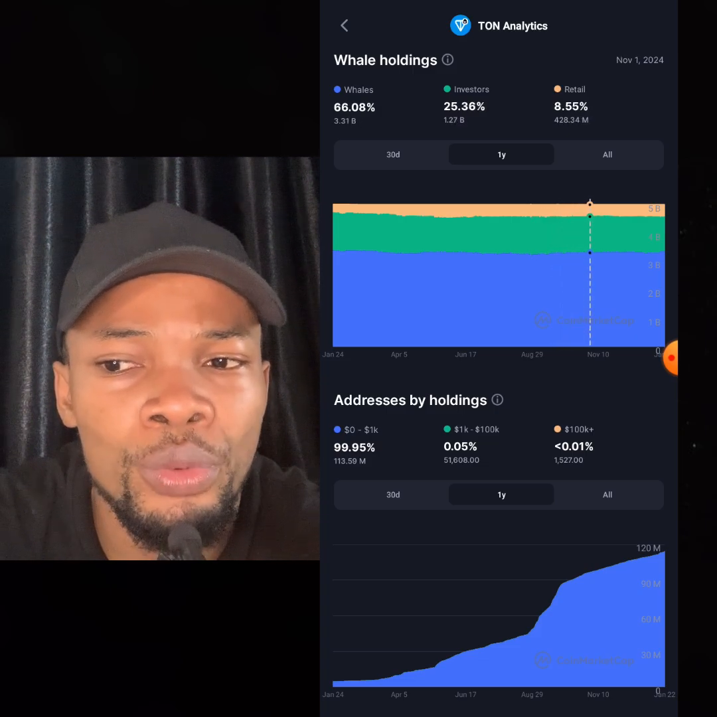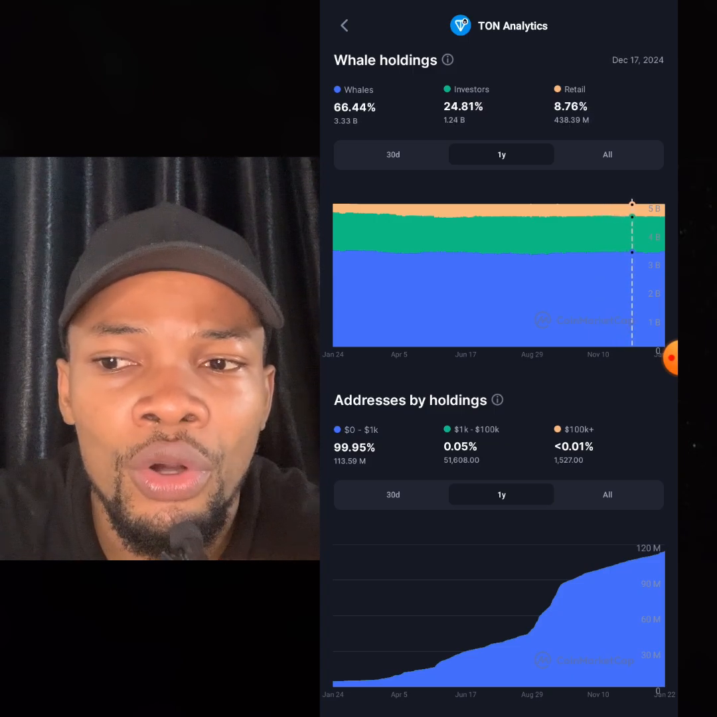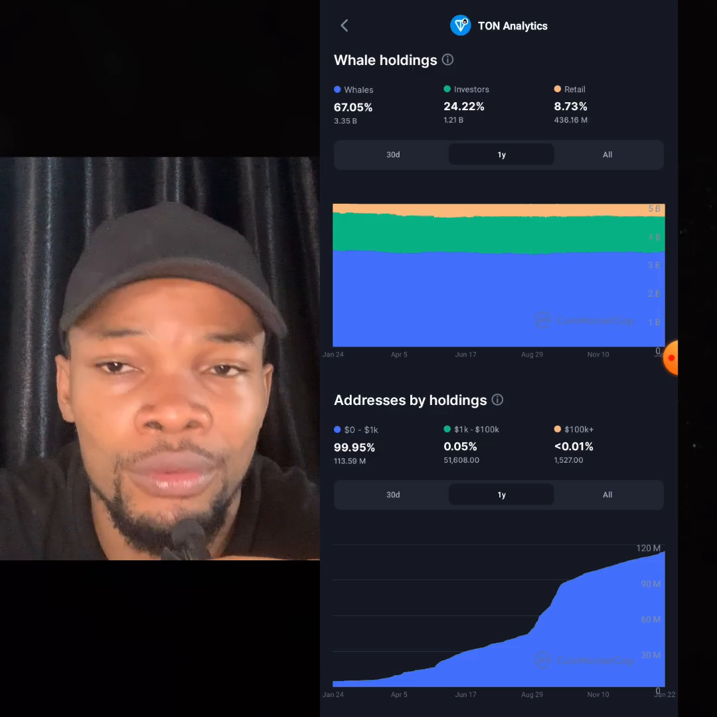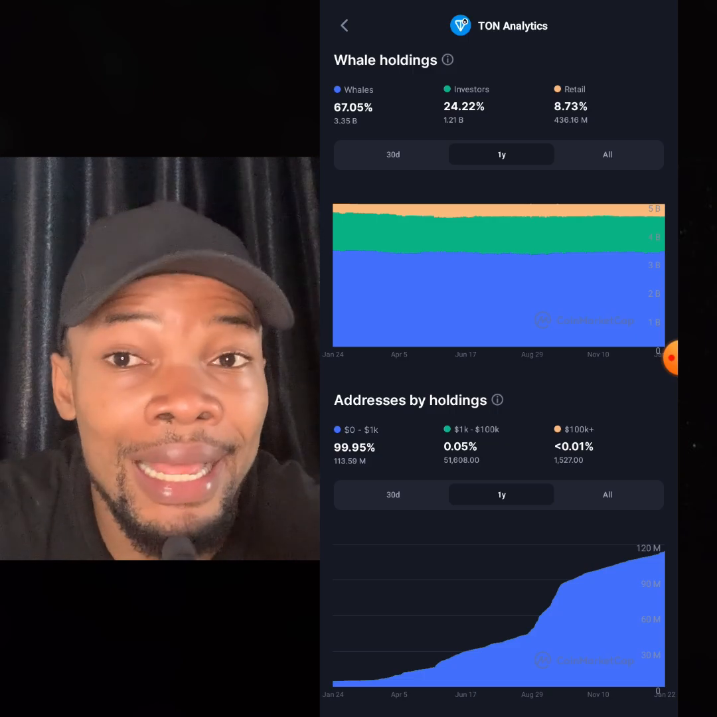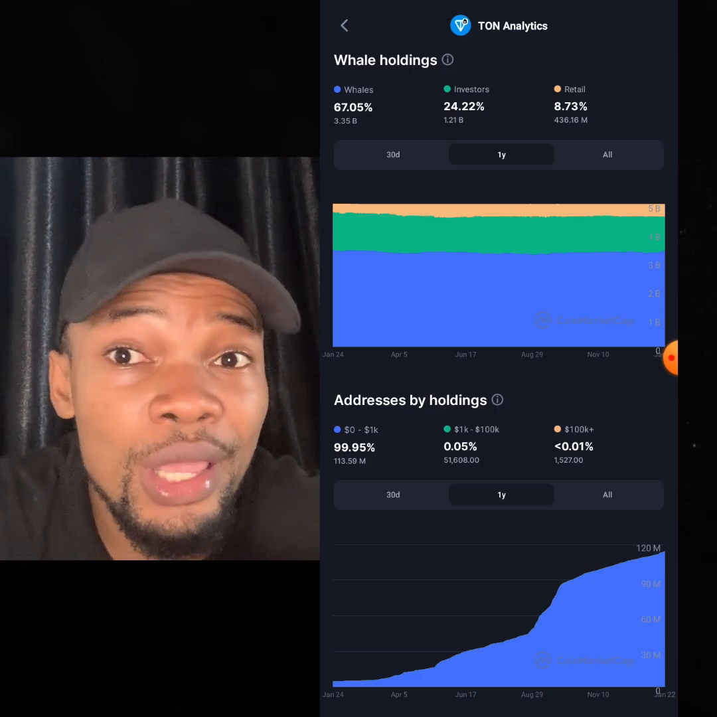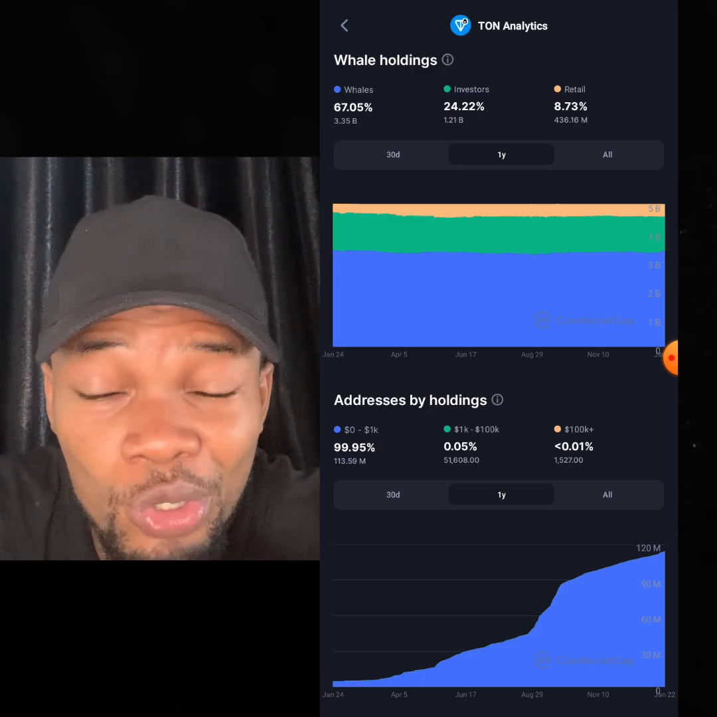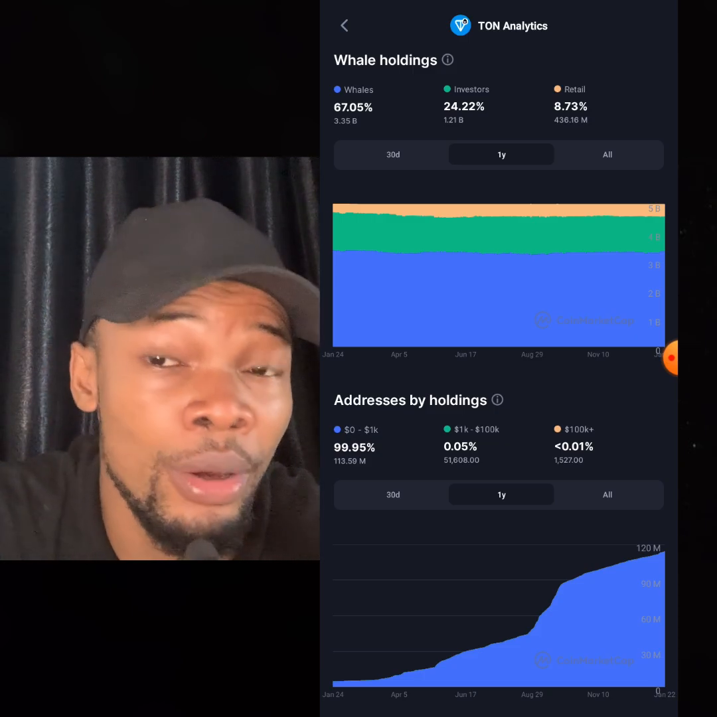So whales started buying more. The whales started buying more, and of course, currently we are at 67, and it is just like we are at the same point we were last year. All right. So if it is reducing, you know that the price of TON will reduce because these are the big guys that control the market prices and everything you need to know about a crypto.